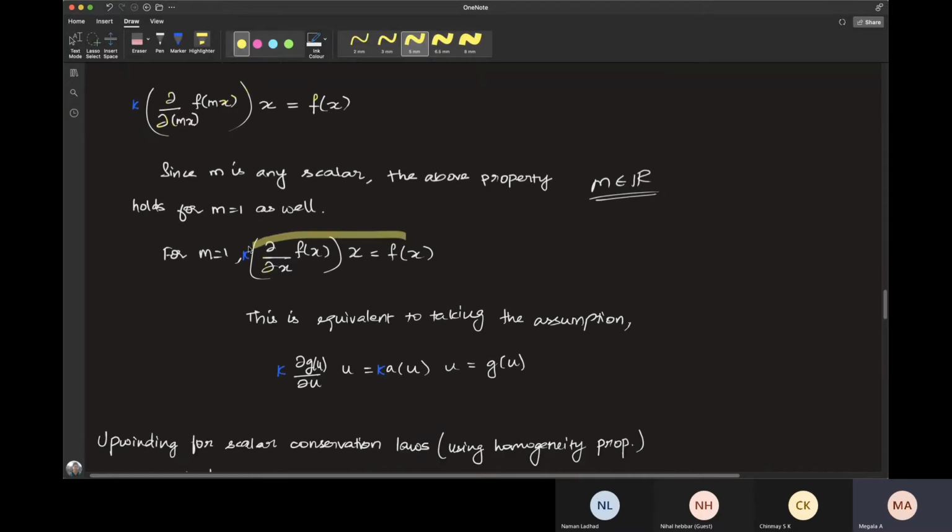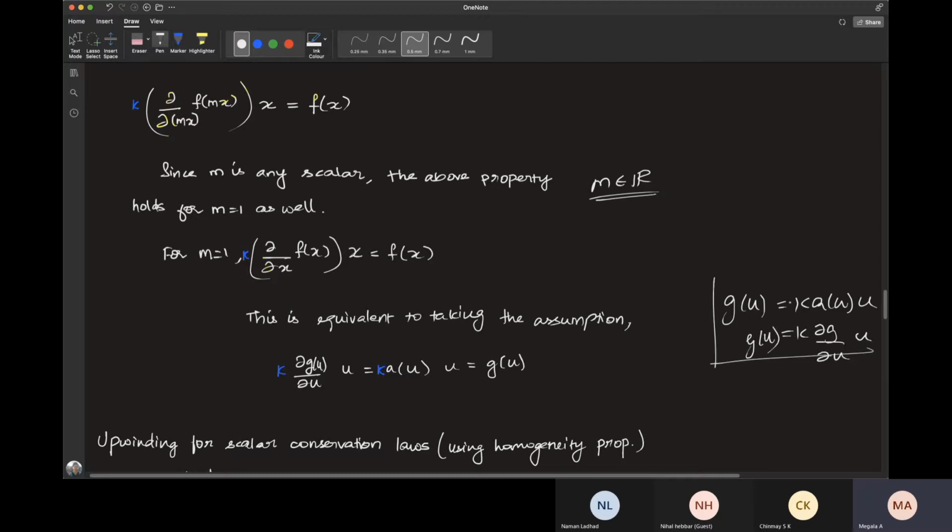So now we have gotten something, right? This is equivalent to the assumption that we made earlier. Initially, what did we make? We made the assumption g of u equals k into a of u into u. Here a of u is actually dou g by dou u only. This was our assumption that we considered in doing upwinding. So this assumption is derived out of this.